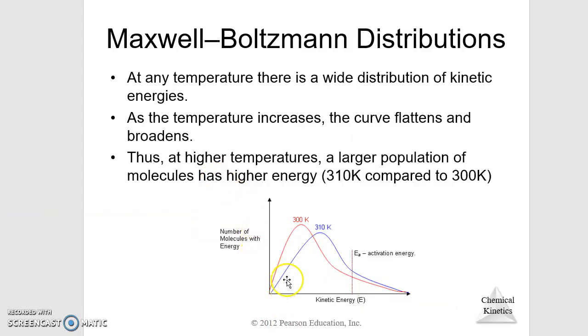For example, if we increase the temperature from 300, we'll say for this graph, to 310, we'll see that all the molecules shift to the right. That's to signify that all the molecules have a little bit more energy. You'll see that more of the molecules are now pushed over the activation energy barrier, which means more reactants now have sufficient energy to react should they collide, and when they collide.